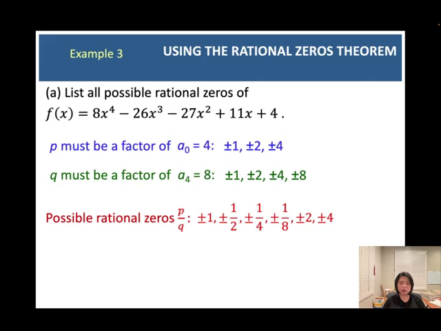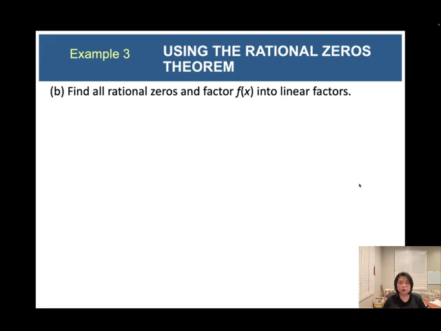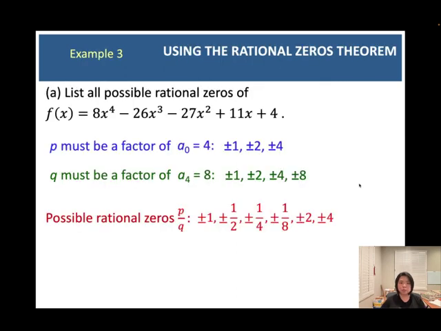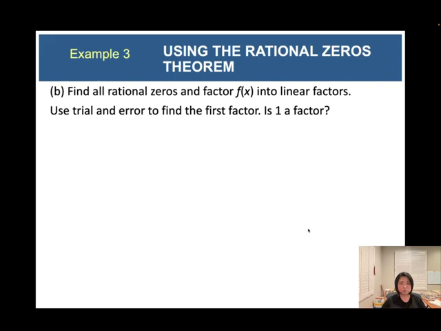Okay, after you find the possible rational zeros, we're gonna find all the rational zeros and factor the f of x into linear factors. So how do you know which ones are gonna be your zeros? You're gonna try plugging in any of these numbers to see if we make f of x equal to 0. So usually we're gonna use the easy numbers, okay? We try plus or minus 1, plus or minus 2, okay? And then at the end, we're gonna try the fractions.